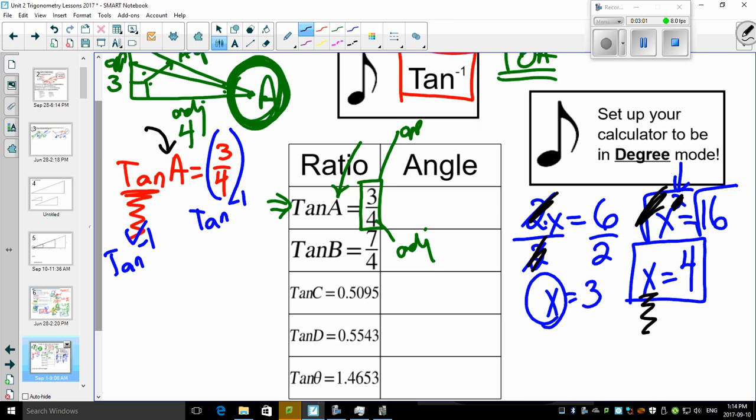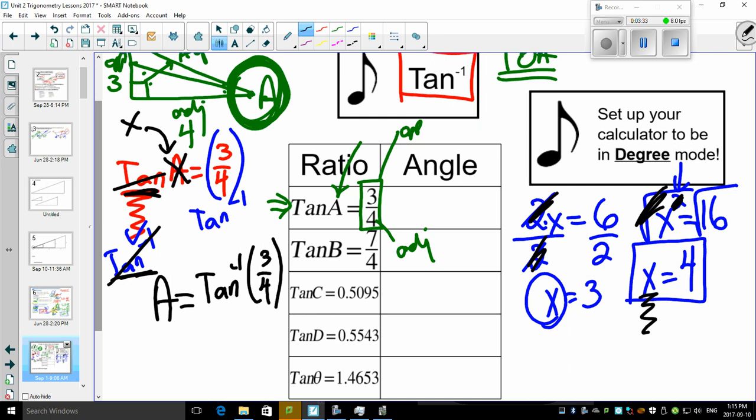A is just a variable like x, right? So instead of having tan A there, you can have x, and we're solving for x. But check this out. Tan and tan minus 1 are opposites of each other, so they cancel out. See that? Leaving you the A or x or whatever variable you want to use, leave that behind. So what does this mean? A equals the inverse, right, of 3/4. Well, how do I do the inverse of 3/4?